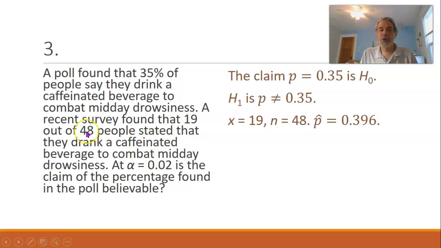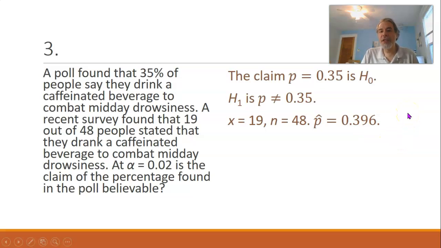Now, your sample size is 48, so that's n. Out of those 48, the number of those who actually fit the category we're talking about here is 19. And then if you divide, 19 divided by 48 would come out to be about 0.396. So the poll said it was 35%. In this little survey, we got that it was 39.6% of the people we surveyed. Is that enough different from 35% that we can doubt that 35% is the correct overall percentage?